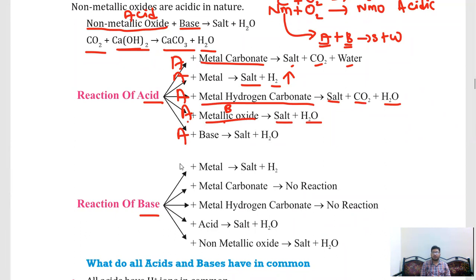While coming to bases, base plus metal gives rise to salt plus hydrogen gas. We have seen one example, that is the base NaOH we took. NaOH plus zinc gives rise to sodium zincate. Next, base plus metal carbonate, no reaction. Base plus metal hydrogen carbonate, no reaction. Base plus acid, of course, neutralization, salt plus H2O. And base plus non-metal oxides, this is also neutralization because non-metal oxides are acidic in nature. Base plus acid gives rise to salt plus H2O.